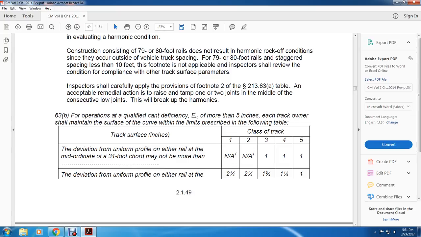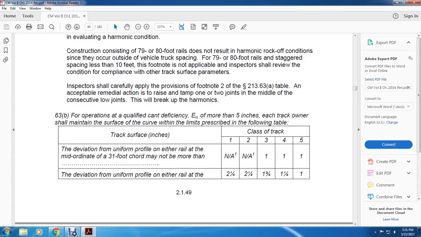213.63B. For operation with qualified cant deficiency Eu of more than 5 inches, each of the track owner shall maintain the surface of the curve within limits prescribed in the following table. The track surface deviation from uniform profile, either rail, mid-chord offset on a 31-foot chord, may not be more than 1 inch for classes 3, 4, and 5; classes 1 and 2 are not applicable.